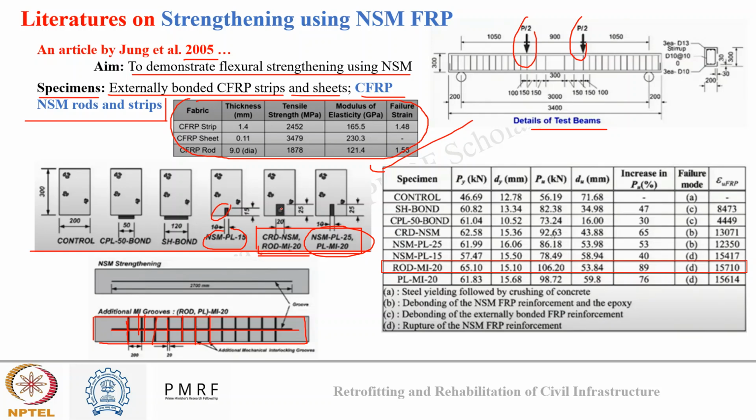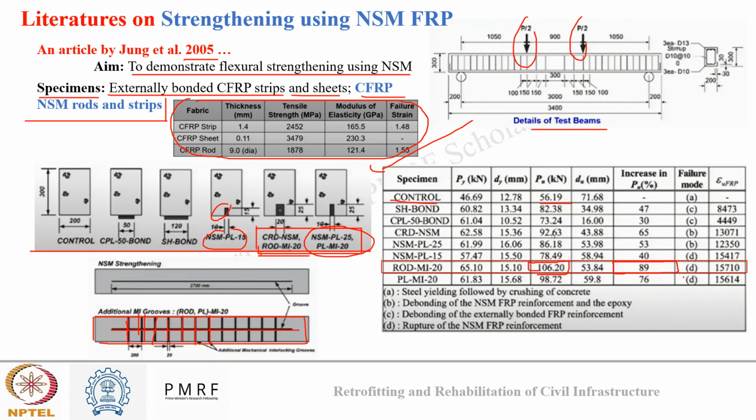where the CFRP rod was used along with anchorage, it led to the maximum increase in the ultimate load, by 89%. So here in the control sample, it was taking a maximum load of 56.91, while in this rod MI20 sample, the maximum load that it was able to take was 106.20. So you can see how much increase in the maximum load capacity happened due to the use of NSM strengthening.